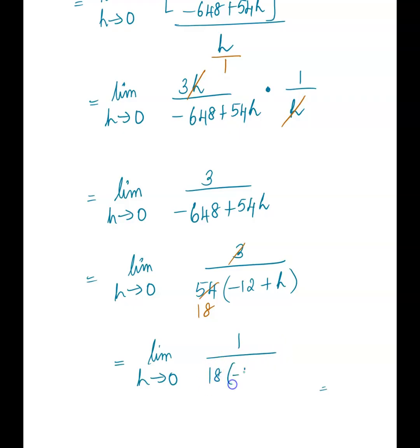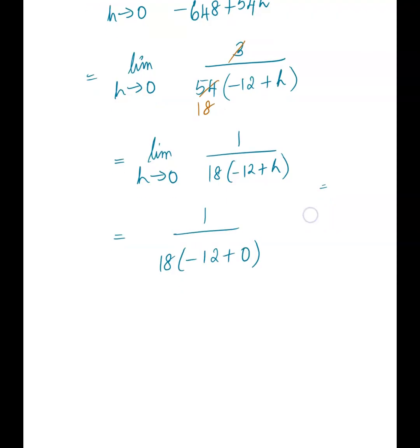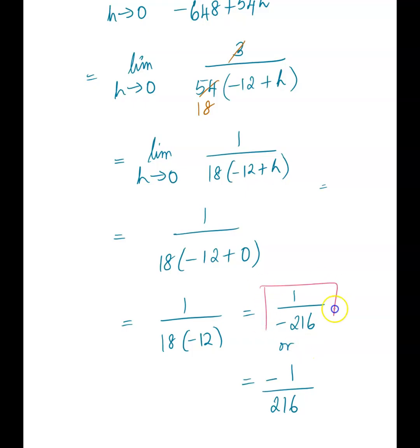So 1 over 18 times (negative 12 plus h). And now we can plug in h as 0, which is 1 over 18 times negative 12, which is 1 over negative 216. But we usually write the negative on the top so that it's visible. Nothing wrong with either, but we usually like to put the negative on the top. And that is our answer. G prime, the derivative of g at negative 9, is negative 1 over 216.